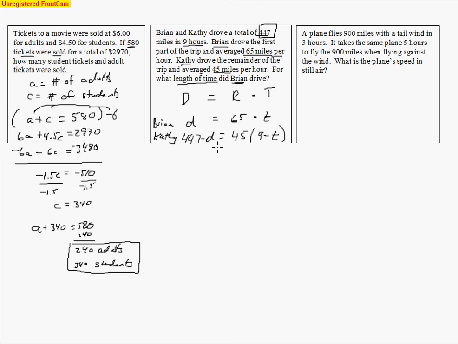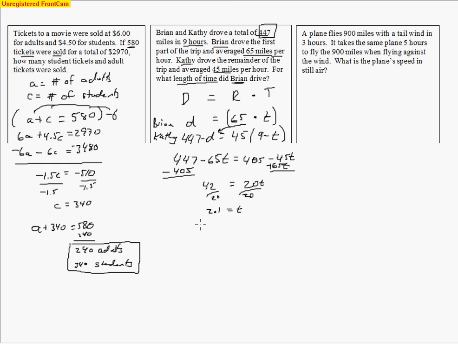So now we're going to go ahead and use substitution. Take the 65t, put it in for d, because that's Brian's distance, and we'll go ahead and subtract that from the total distance. And this all equals, we have 405 when I multiply the 45 times 9, then minus 45t. So now we're ready to solve. I'll just subtract that 405 from both sides, add the 65t, get the t's onto one side, and I'm left with 20t equals 42. And so when you divide by 20, you end up with 2.1 equals t.